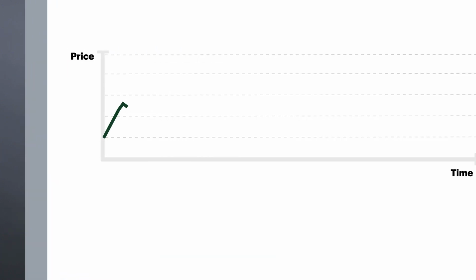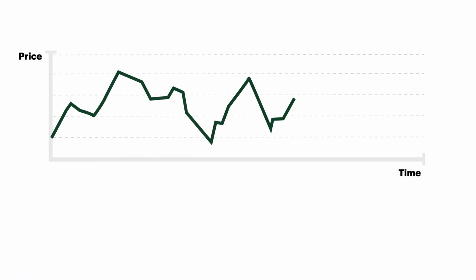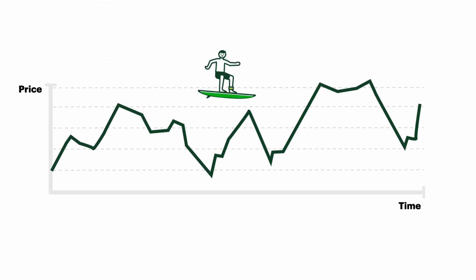When a stock is trending, it doesn't move in a straight line. Instead, the chart pattern is made up of many peaks and valleys that look like waves. Momentum traders are like surfers trying to ride the waves to the crest before they break.